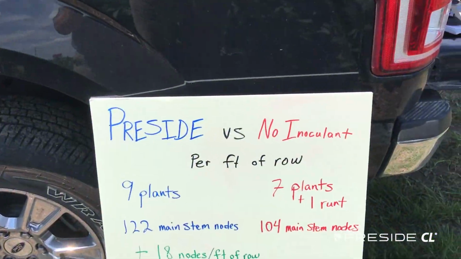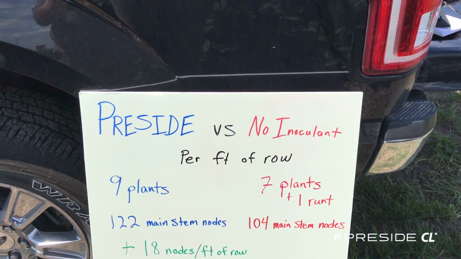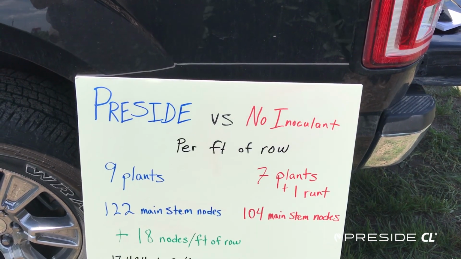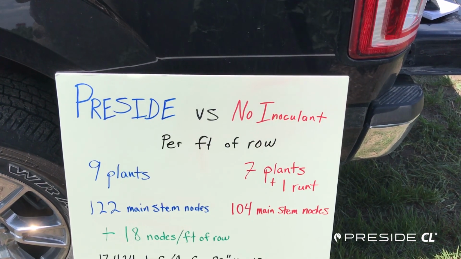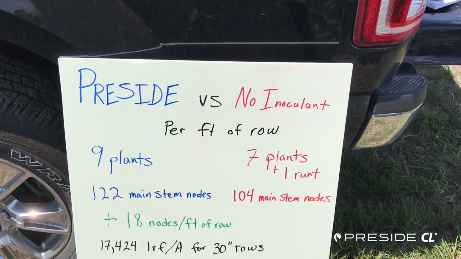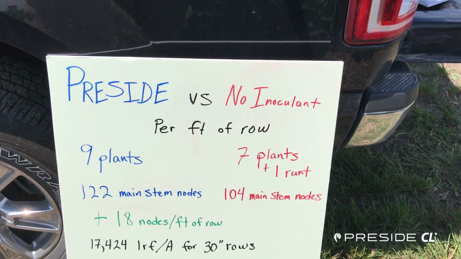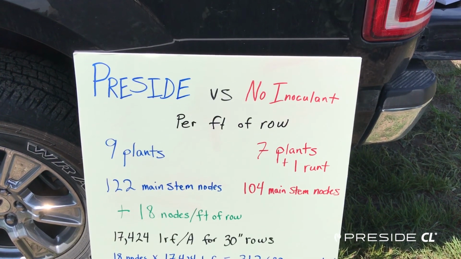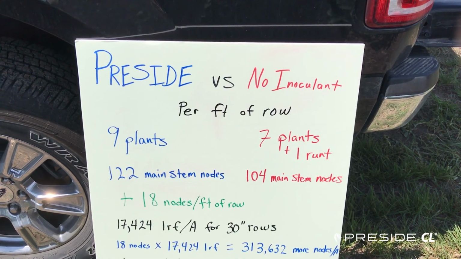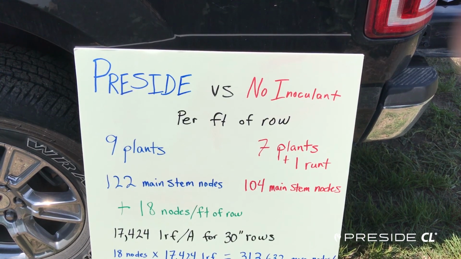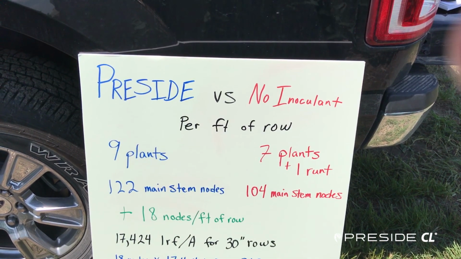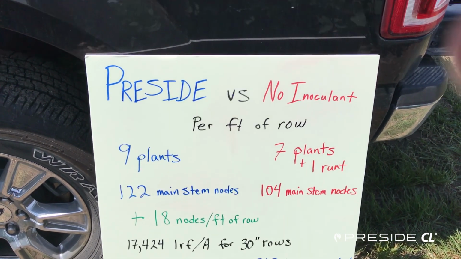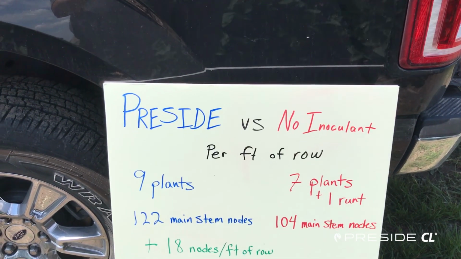So what I wanted to do real quick is talk about what we found at the Washington, Iowa site as far as yield potential. And we're again comparing the Preside CL versus no inoculant. And we went out and took a foot of row of plants from each of the plots out of the middle, one of the middle 2 rows, counted the number of plants, and what we found was we had 9 plants in the Preside treated plot, and in the no inoculant plot we had 7 plants and 1 plant that I call a runt. Basically a plant that is very much smaller in diameter. The stem is much smaller. There are a few flowers and pods on it, but not nearly as many as a full-size plant.